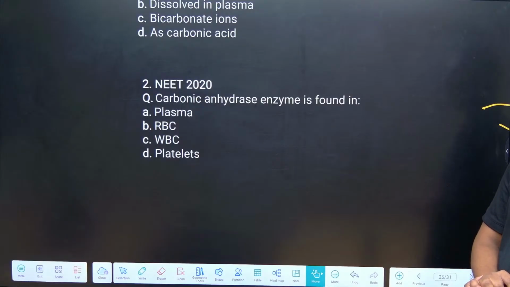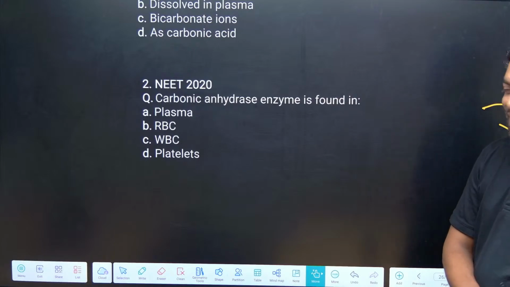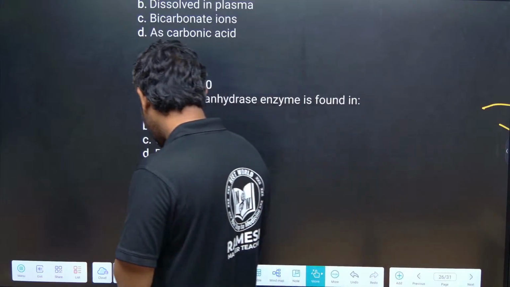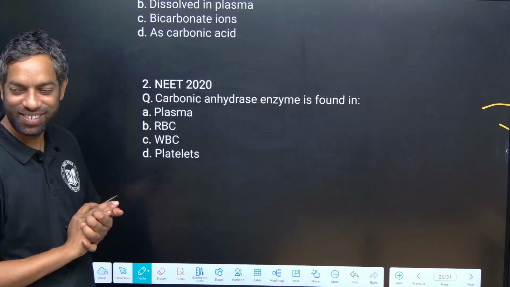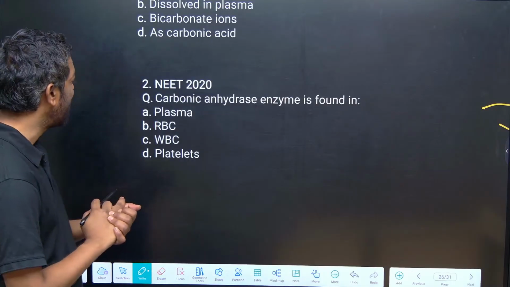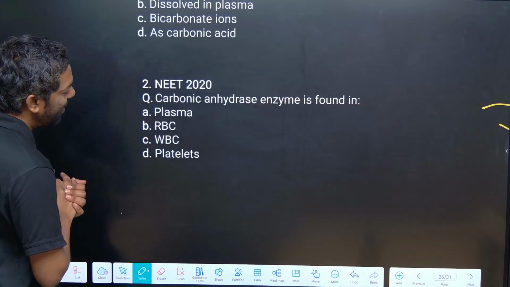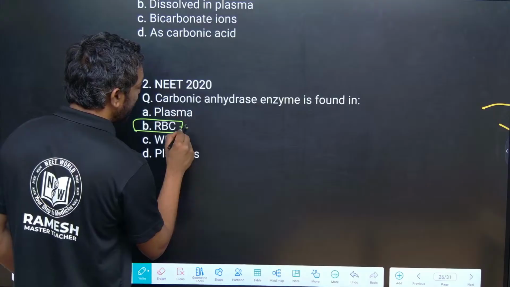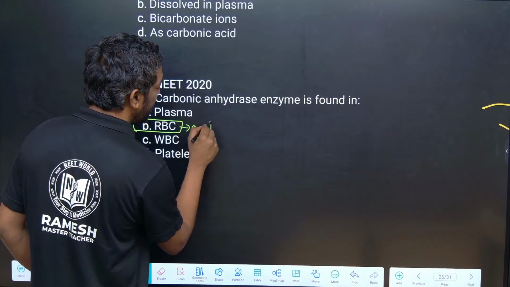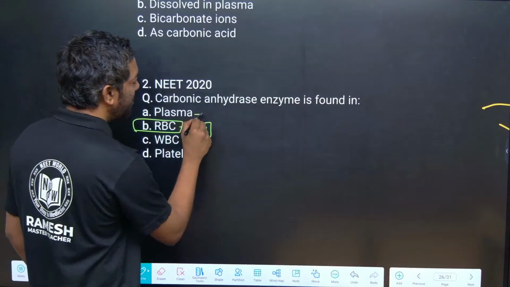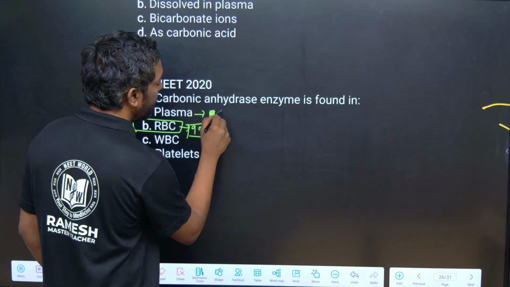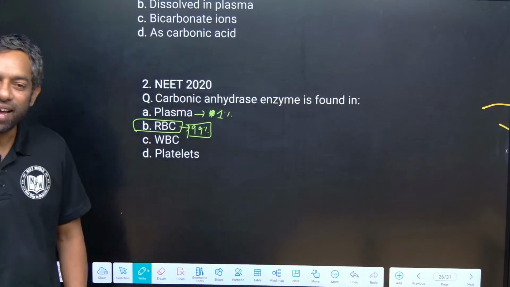Carbonic anhydrase enzyme is found in plasma, RBC, WBC, platelets. A little hard, right? This type of question they can make. They can confuse you, but you don't get confused because you are smart guys. 99% of it is found in RBC, and 1% is available in the plasma also.